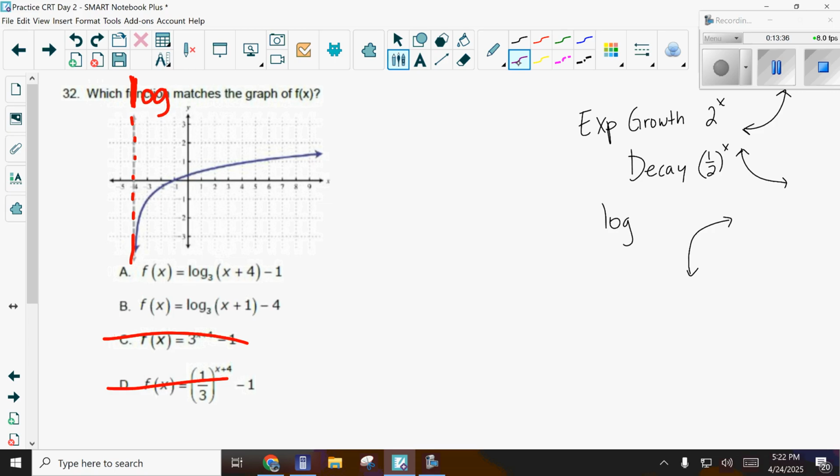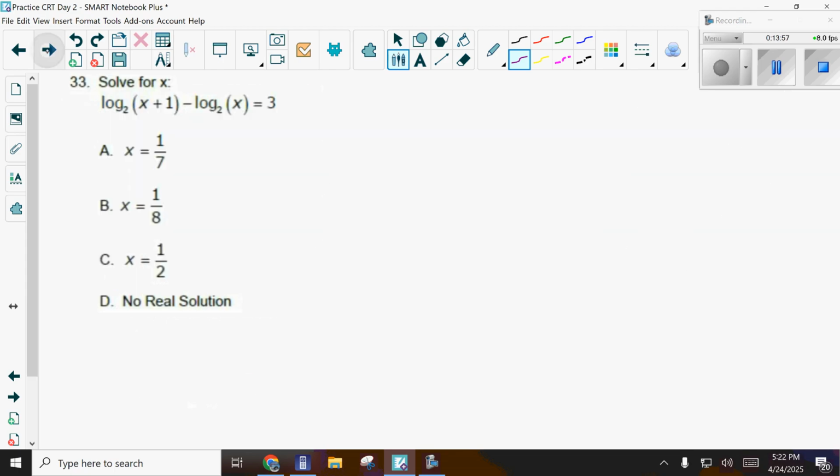Now we just have to figure out how the asymptote impacts the equation. This asymptote looks like it's at -4. So what that means is the inside of your log has to be the opposite. So the correct answer has to be choice A. Your asymptote comes from inside the log. So if x equals -4, that means inside the log has an x plus 4.